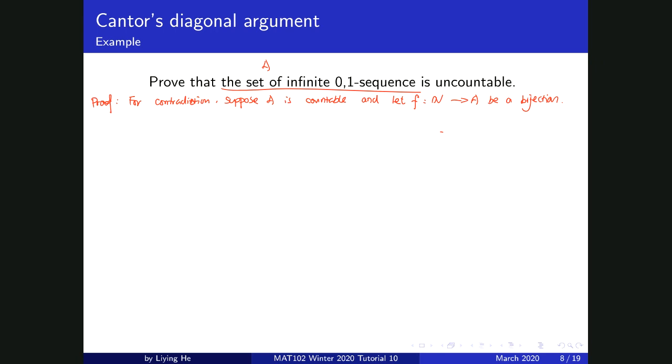Okay, so since F is a bijection, then we can write A as a set: F1, F2, F3, F4, and so on. We can write A as this because it's a bijection, which means it's surjective. In other words, its image equals its codomain. This is the image of the function, which equals its codomain, which is A.